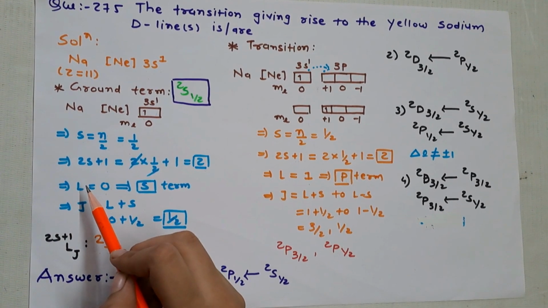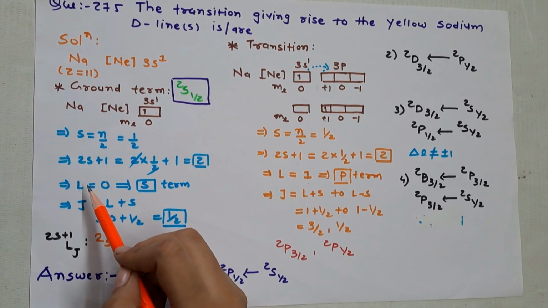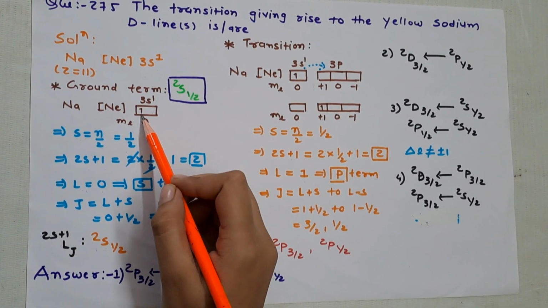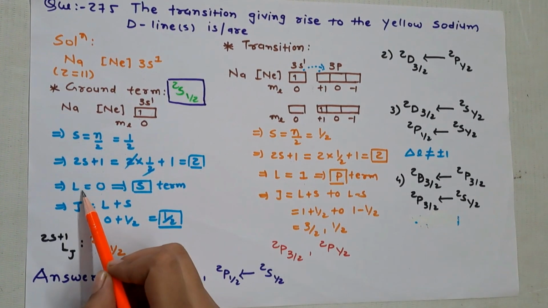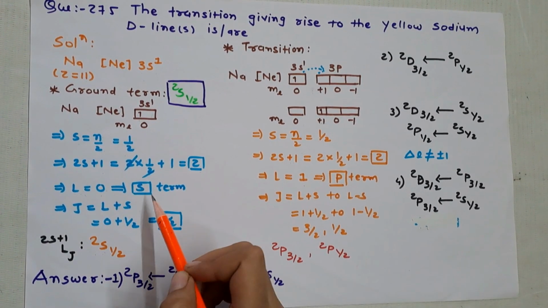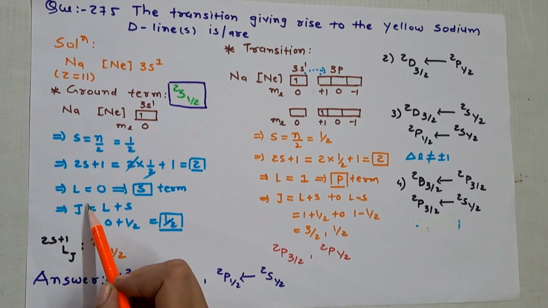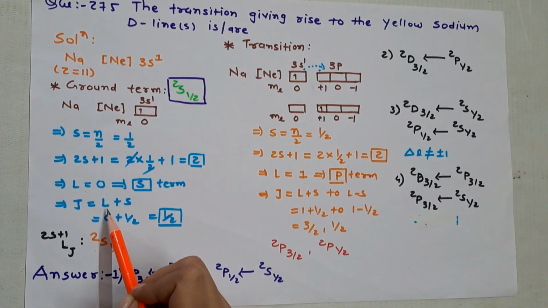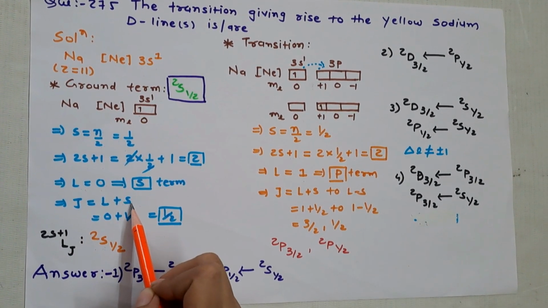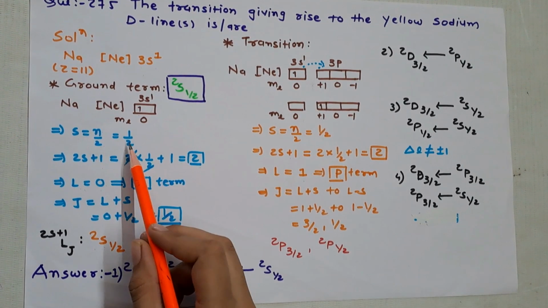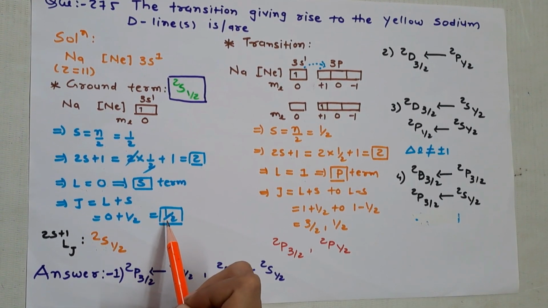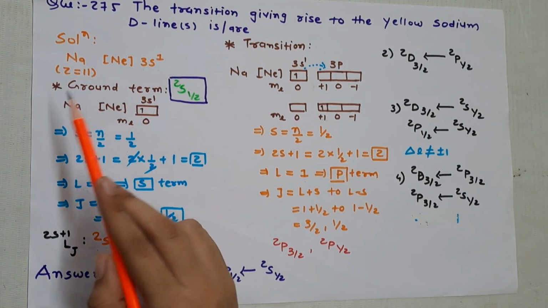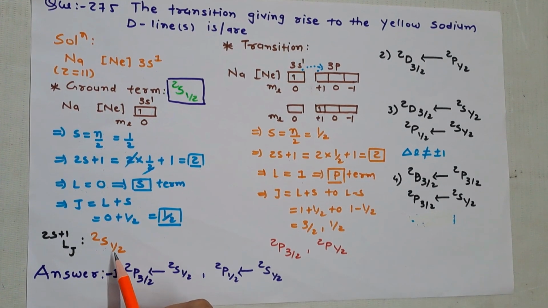Now we will calculate the angular quantum number L. So the single electron is present in the s orbital, this is 0, so L is equal to 0, which corresponds to S terms. Now we will calculate the J. Here the orbital is half filled, so we will use J is equal to L plus S. L is equal to 0 and S is equal to 1/2, so J is equal to 1/2. From this, we can say that the ground term of sodium is doublet S 1/2.